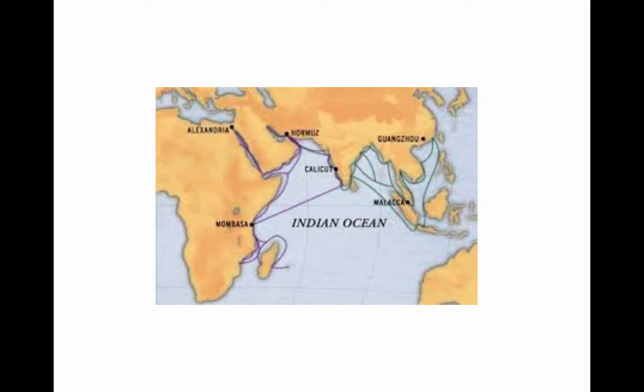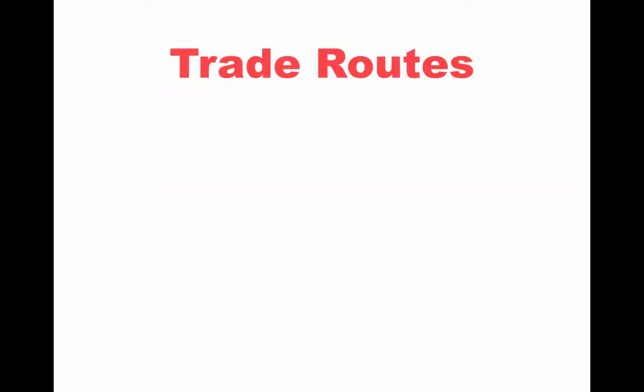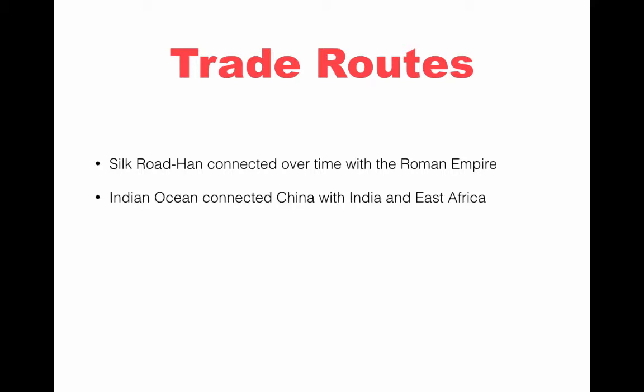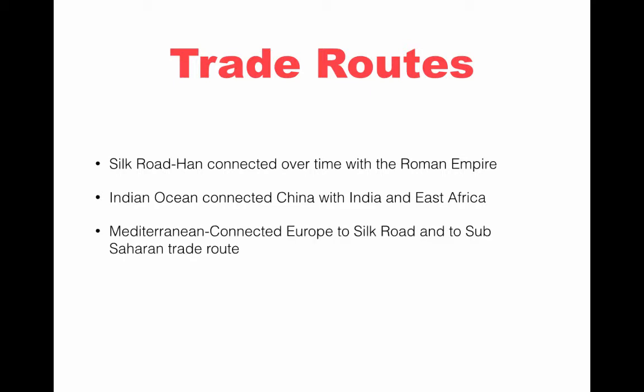So with all these empires, now we can get into the real huge theme of this time period, and that is trade routes. At this time period, there are several of them. There's the Silk Road, which was originally created in the classical area by the Han Empire, connecting over time with the Roman Empire. The Indian Ocean, connecting China with India and East Africa. The Mediterranean, that connected Europe out to the Silk Road and to the sub-Saharan trade route.